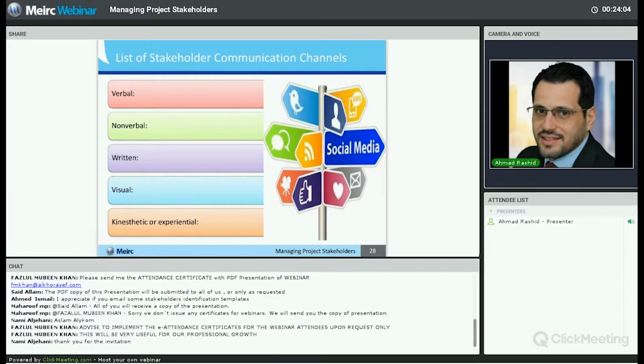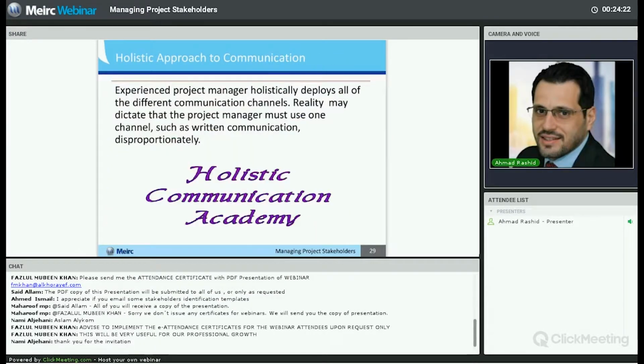Some of these communication tools are considered as one way, others are considered as two-way. And you need to be flexible by using all these tools and techniques. As a matter of fact, when you identify your stakeholders, you need to consult with them and ask them which communication tool they prefer to be used when you are communicating with them. So that's why we always recommend that you use a holistic approach to communication. It means you deploy and use different communication channels.